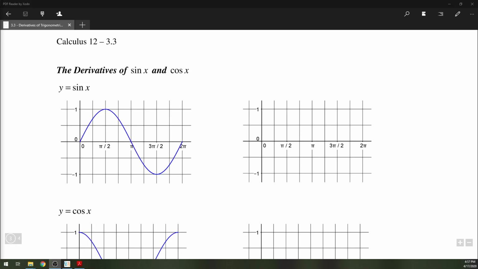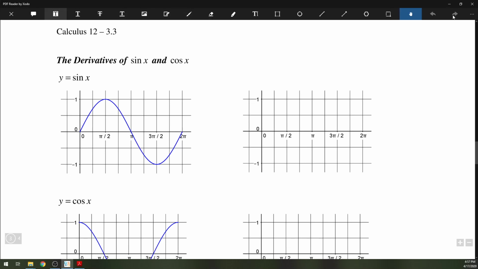Hello everyone. So today we are going to continue with section 3.3, derivative of trigonometric functions. Last day we found the derivative of sine x is cosine x using the difference quotient. And today what we're going to do is just look at the derivatives graphically. As you can see here, we have the graph of sine x and cosine x. We're going to examine the tangent slope at various points.